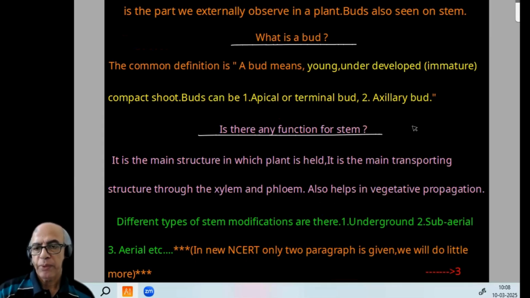And on the stem, buds can be basically two types. One is apical or terminal bud. Second is axillary bud. Basically two types. Apical or terminal bud, second is axillary bud.